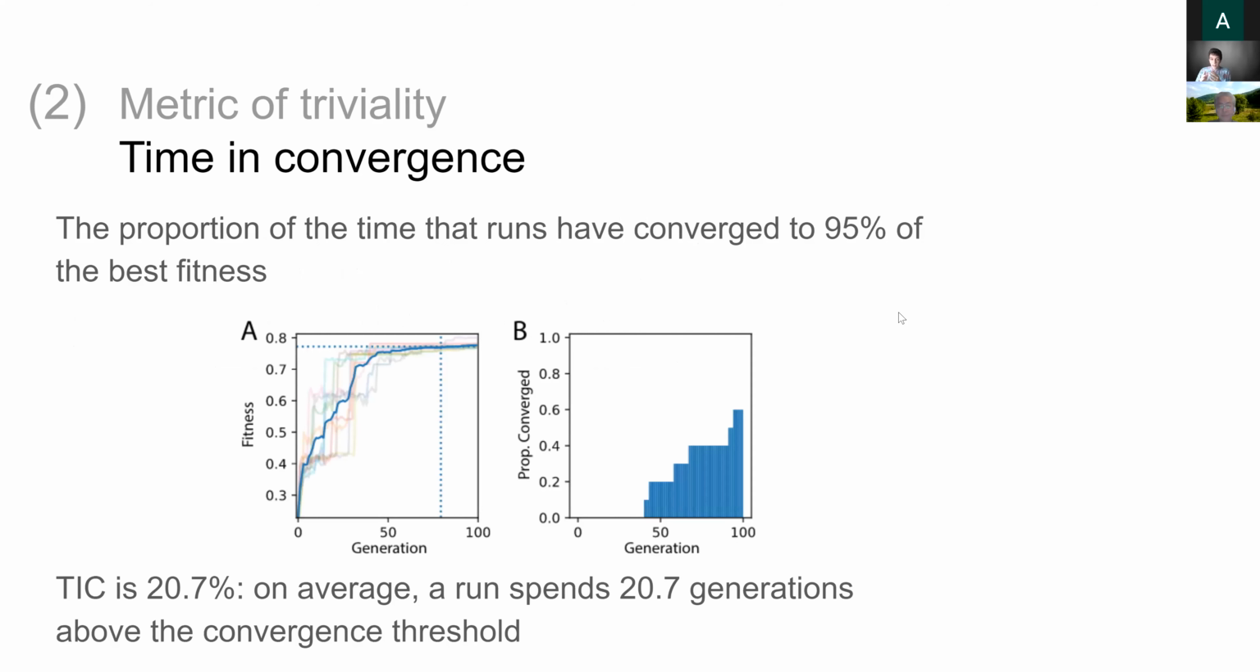To be more precise, we're introducing this metric called time in convergence, which is defined as the proportion of the time that runs have converged to 95% normalized of the best fitness. In this particular example, we have 10 runs, which on average surpass that threshold at generation 79.3 out of 100, meaning that they have on average converged 20% of the time. This can also be calculated as the area under the cumulative convergence histogram, which I have shown on the right.